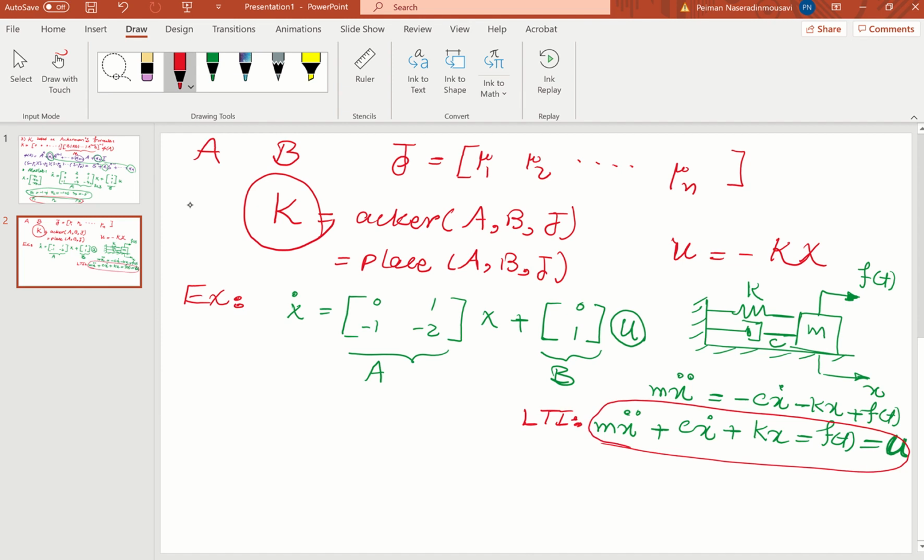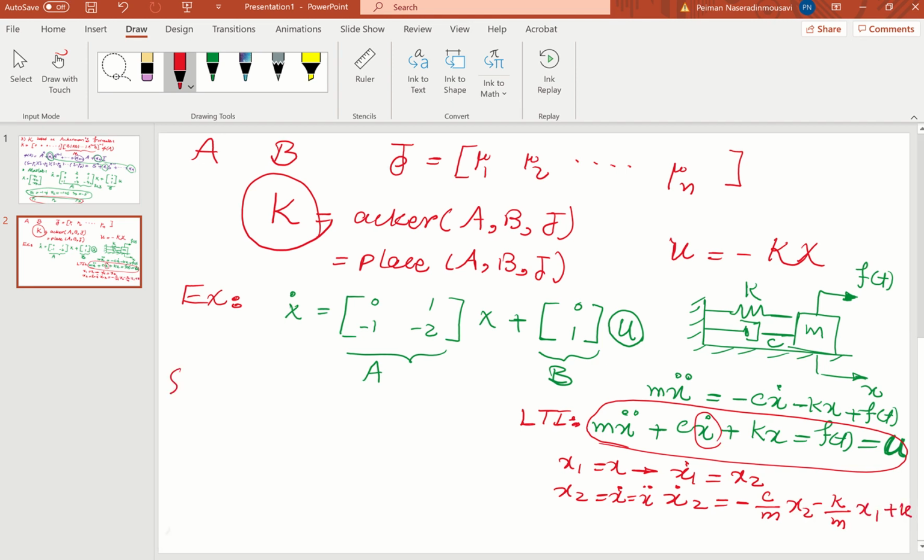So saying that x1 is x and x2 is x dot, from here you get x1 dot is x dot, which is x2, and x2 dot is equal to minus c over m, right? So x2 dot is x double dot, that's right. X double dot is minus k over m. Oops, sorry. Let me rewrite it. C over m x dot. X dot is what? X2. Minus k over m x, which is x1, plus u.